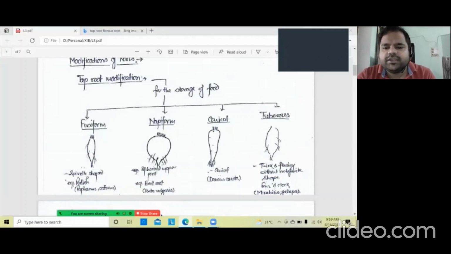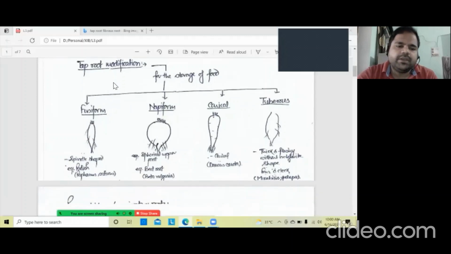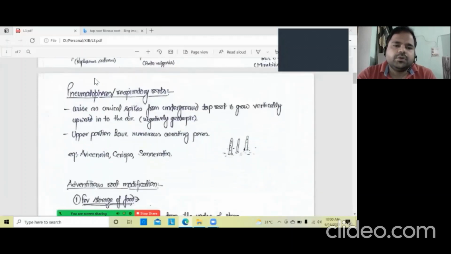So this is thick, fleshy, and these structures are without a definite shape. And the example of these kinds of roots is four o'clock, or Mirabilis jalapa. Now, one more kind of modification of the taproot is the pneumatophores, or respiratory roots.